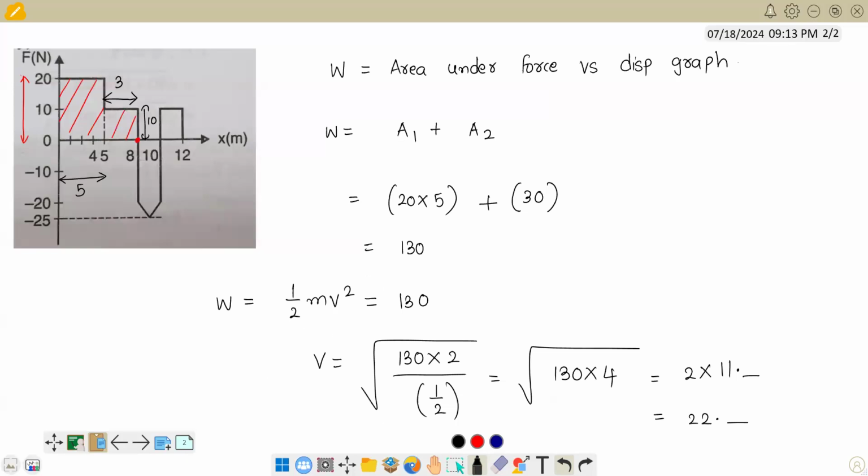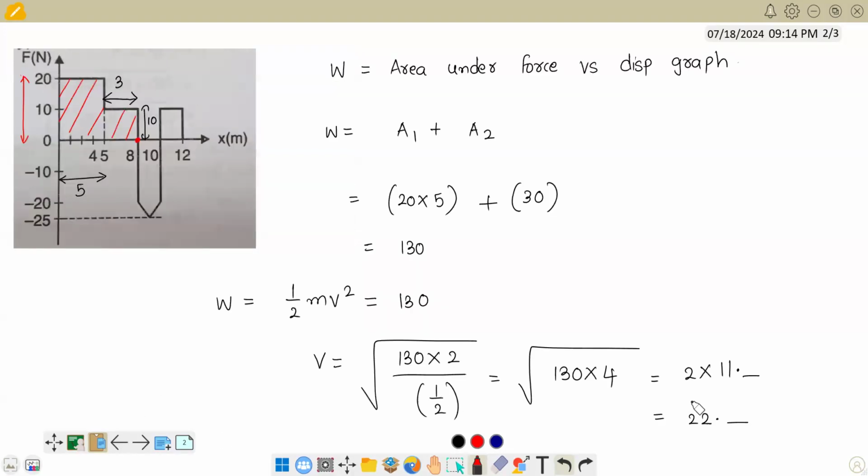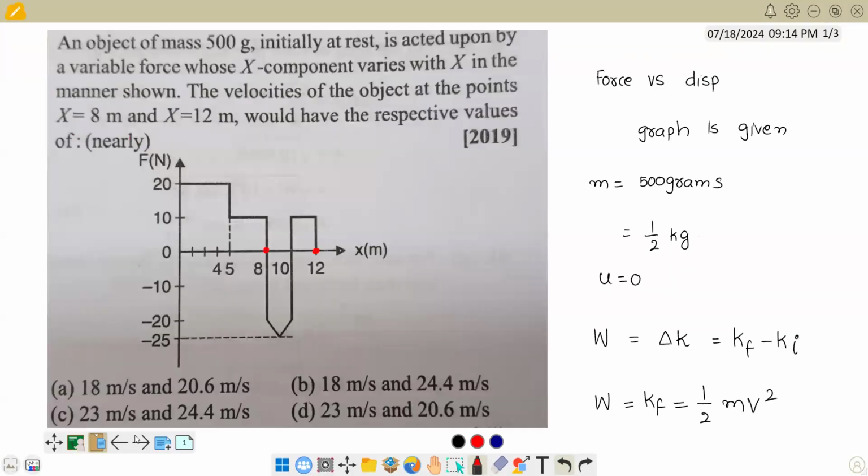Now, once we know that, let us try to find the next one. We can use logic to solve the problem. As you can see, here we have negative area, and you can see the extra positive area is much lesser than the extra negative area. Since the negative area removes energy from the system and is much more than the positive area that got added, we can say the final velocity would be lesser than 22. The only option where final velocity is lesser than 22 is this one.